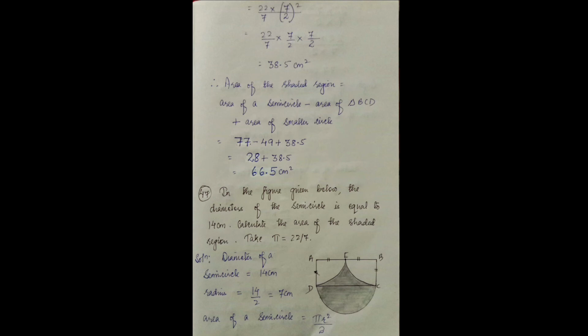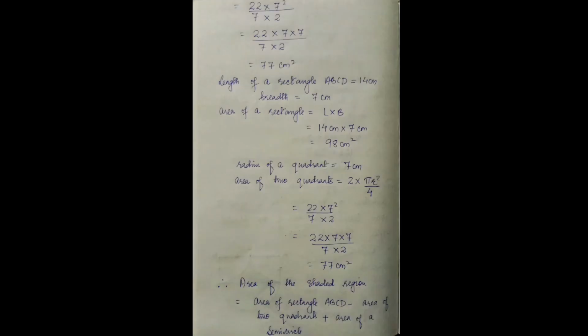So area of this semicircle is pi r square by 2. Okay, and we know the area of a semicircle is half of the area of the circle. So pi is 22 by 7 and its radius is 7 square. So 7 square means 7 into 7. Then we can cancel 7 and 7. 2 ones are 2, 2 11s are. Again 11 into 7 is 77 centimeter square. So this is the area of semicircle.